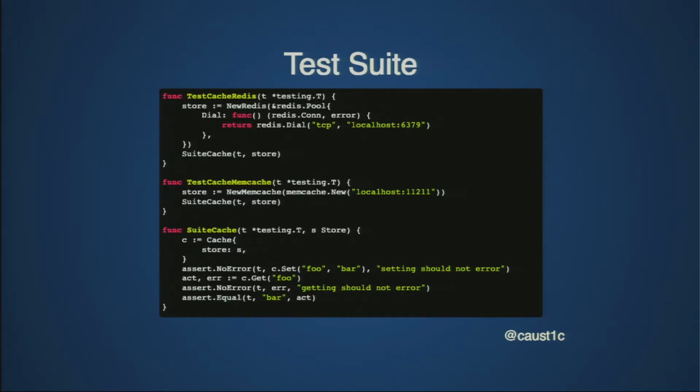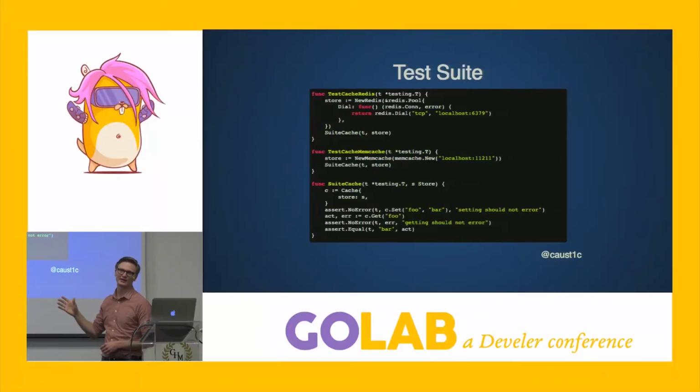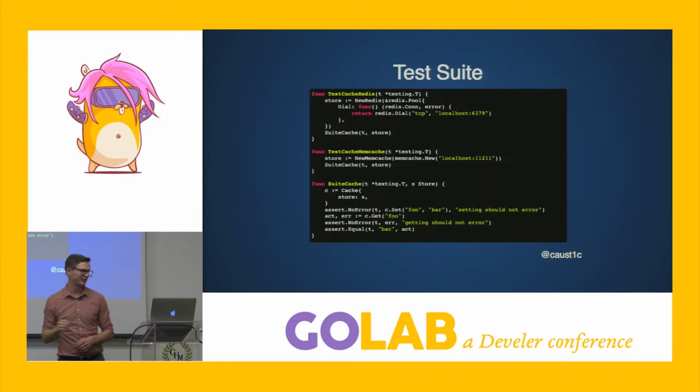By doing this and making the test cache accept a testing.T and the implementation of store that we want to accept, we can run the same test against both implementations, and it gives us a high amount of confidence that both of them are going to work when we deploy them to production.